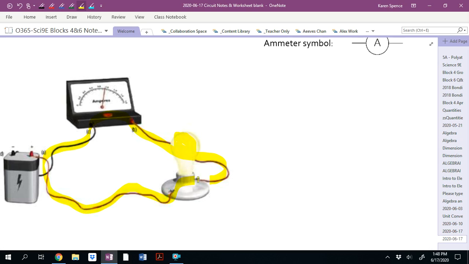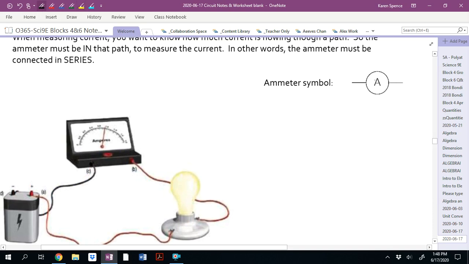If this were bumper to bumper traffic, you can imagine if every car was bumper to bumper around the whole thing and everybody just moved, they would all have to move at the same pace. If anyone went faster, it would just bump the car in front of them and they wouldn't be able to move ahead. Okay? So an ammeter has to be connected in series with the circuit. And the symbol for an ammeter is simply an A in a circle. The voltmeter was a V in a circle, and an ammeter is an A in a circle.